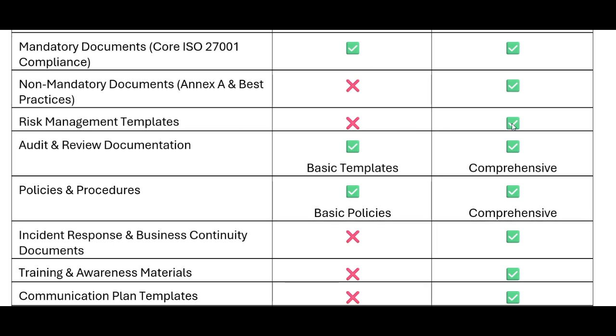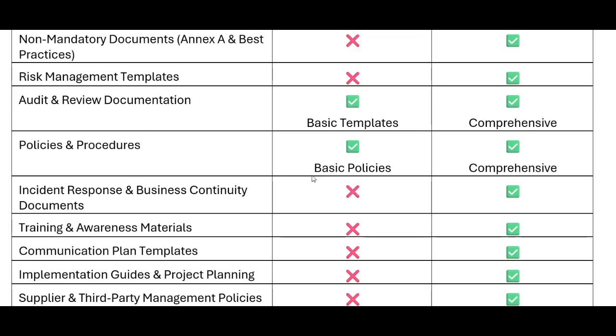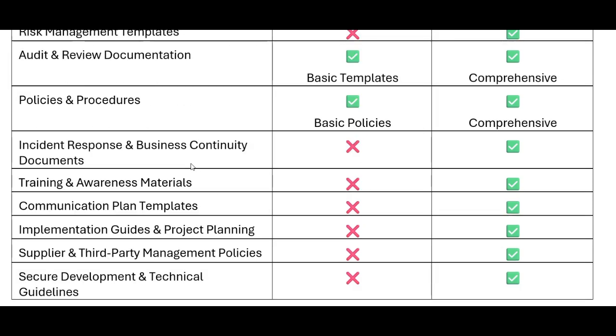So risk management templates, for example, I've got like 10 key risks that a business would typically face with information security. So those are in the full toolkit rather than in the mandatory light toolkit, for example. There's some basic templates around auditing and review in the light kit and some basic policies and procedures. What it doesn't contain is business continuity plans, training and awareness. There's quite a lot of training and awareness in the main kit.